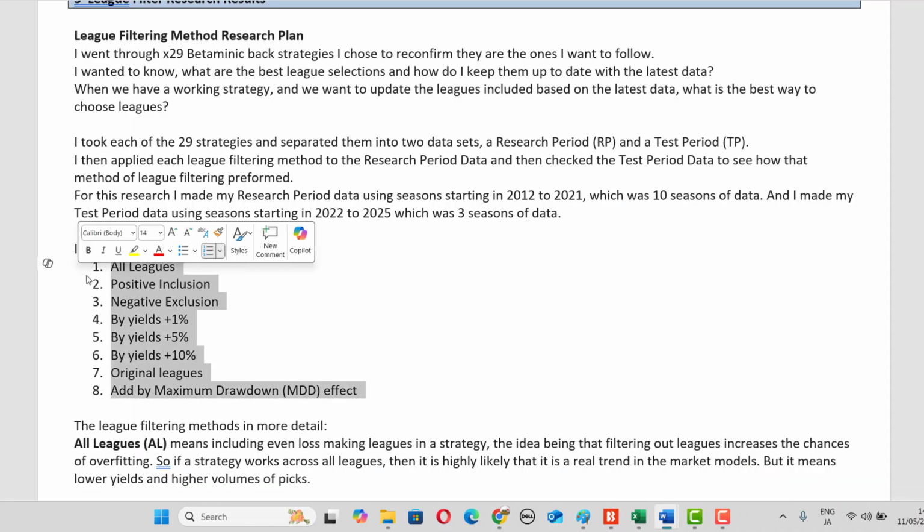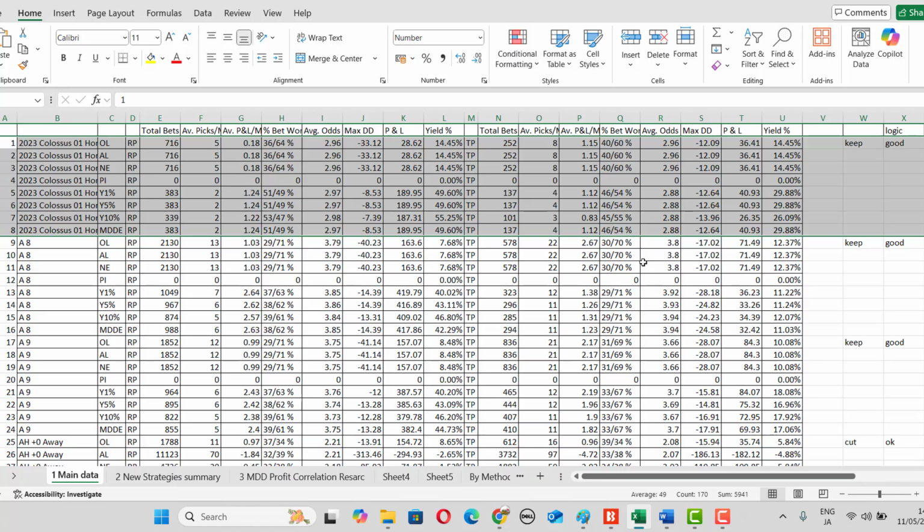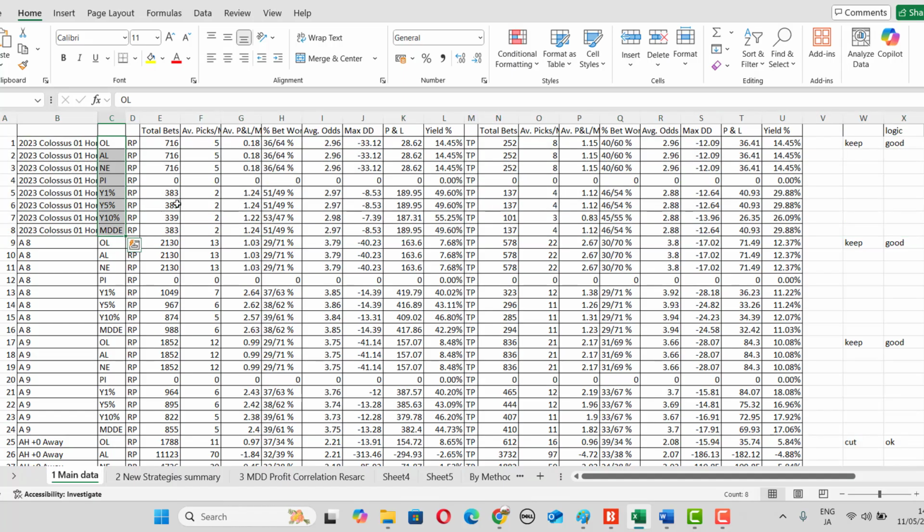So what I did for this is I tested 8 different ways of filtering leagues, and I put all those statistics into an Excel file and compared which methods worked best. And I did that by splitting the data into 2 sections.